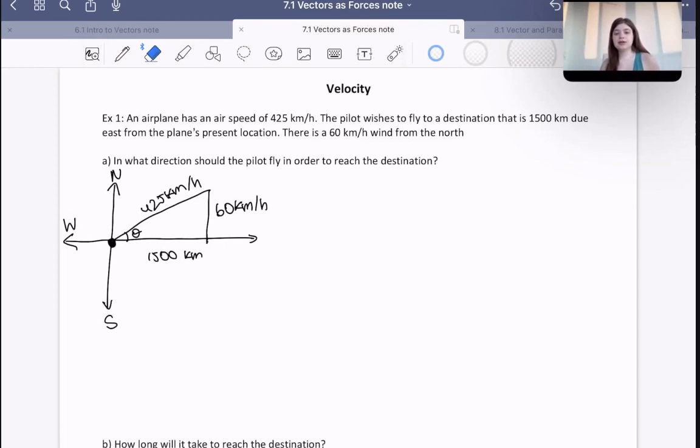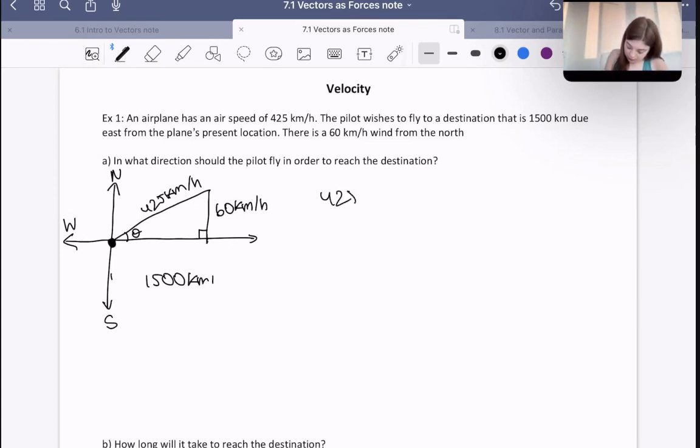So the first thing we need to find is the speed in the east direction, okay? Because here we just have the distance, right? I want to be clear, this is just the distance that we're going from here to here, but we need to find out what the speed is. So to do that, we're just going to use Pythagoras' theorem because we know this is a right angle. So the speed in the east direction is going to be 425 squared is equal to 60 squared plus, let's call this the resultant velocity, VR squared.